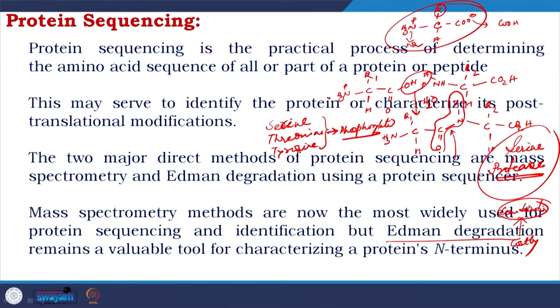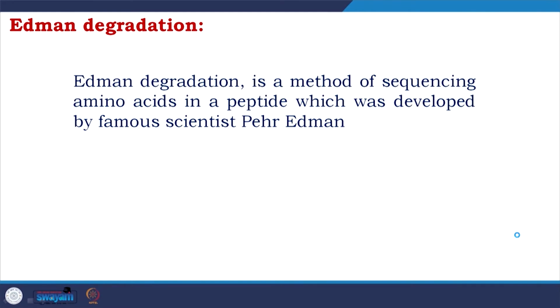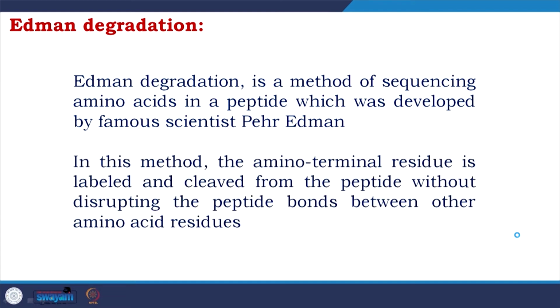That is done by Edman degradation. What is Edman degradation? Edman degradation is a method of sequencing amino acids in a peptide, which was developed by the famous scientist Pierre Edman. In this method, the amino terminal residue is labeled and clipped from the peptide without disrupting the peptide bonds between other amino acids.